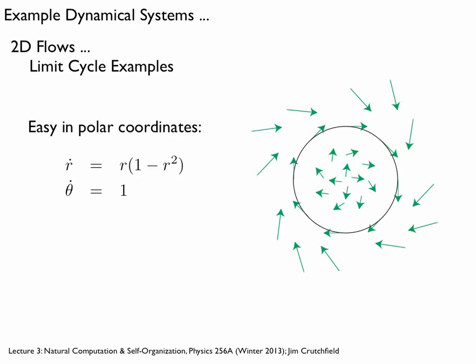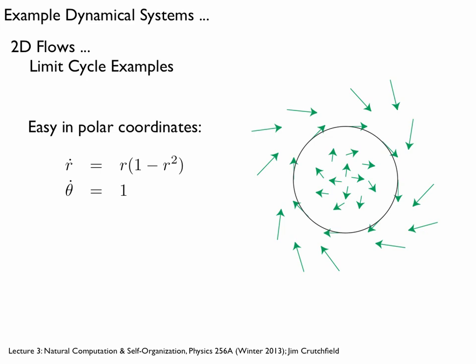Now, what kinds of differential equations can we write down that do this? Well, a really simple example of a stable limit cycle is you can do this in polar coordinates. So here's sort of the xy plane, but now imagine I'm instead describing the vector field in terms of the radial coordinate and the angular coordinate.